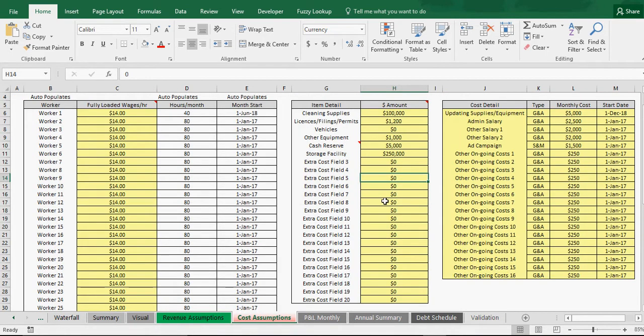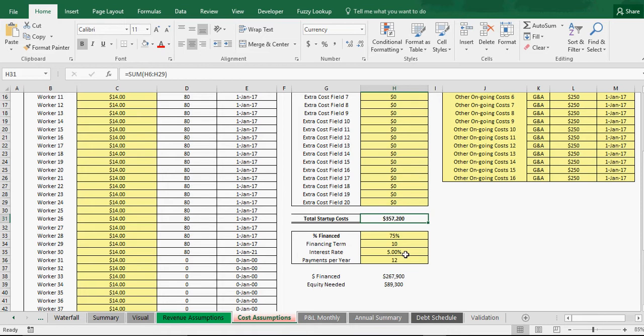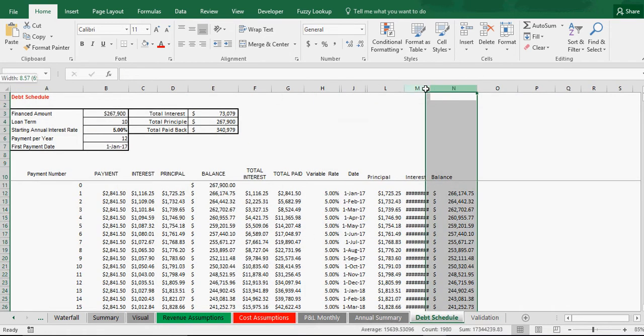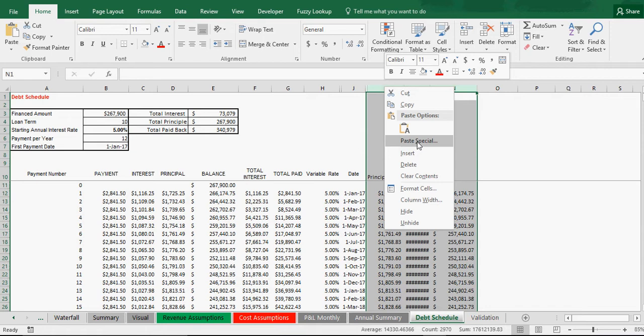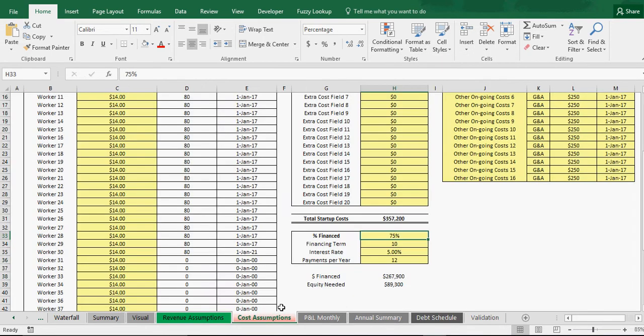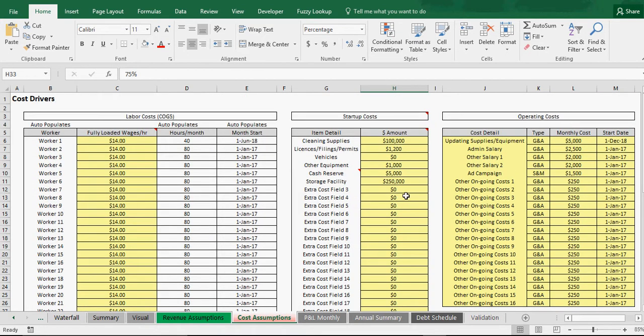So we've got our total startup costs, and you see that 357 flowed to the other tabs, as I already explained. This is where you're defining the percentage of the startup cost you're going to finance or get a bank loan for. And then that debt schedule will automatically populate here. These numbers are just for the VLOOKUP for the table, so you don't need to see that. Unless you want to, it doesn't matter. So there's your startup cost.